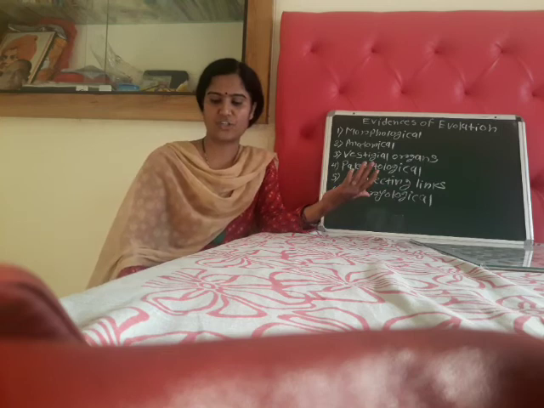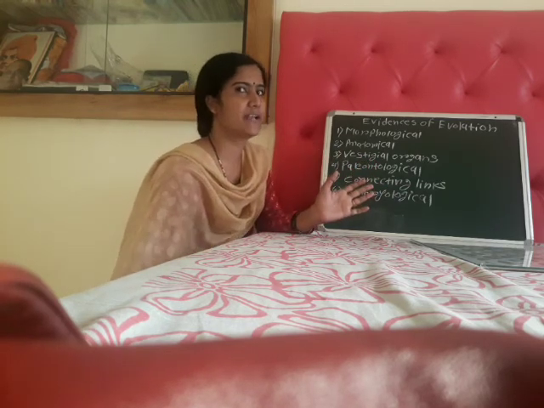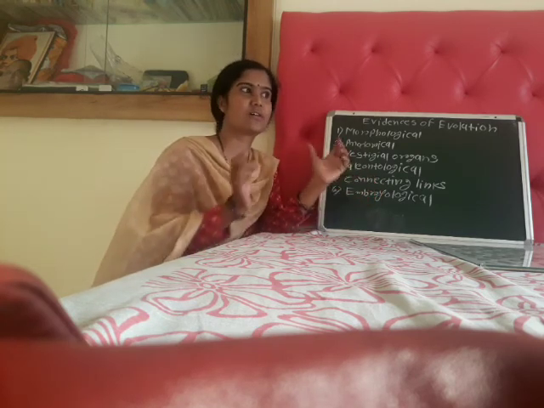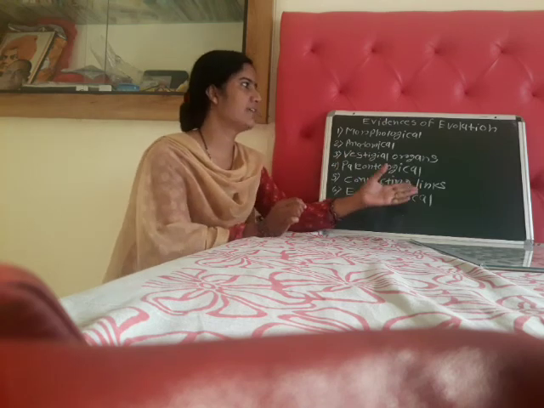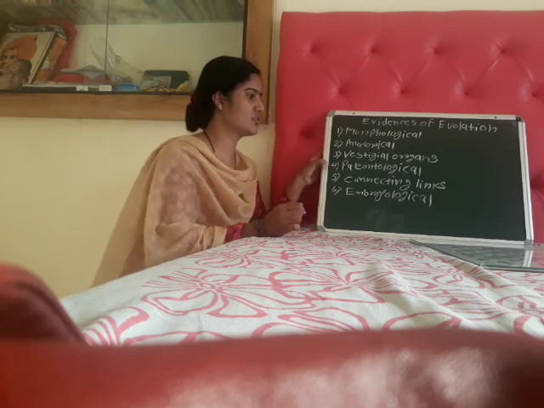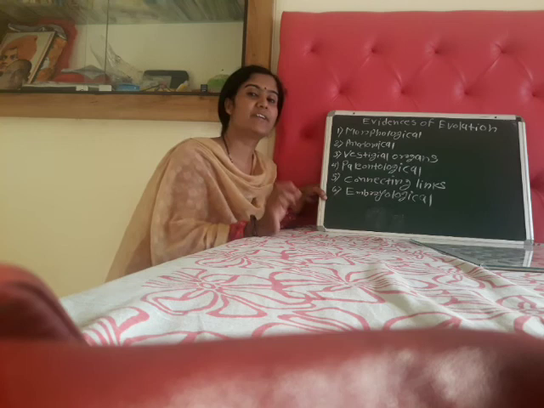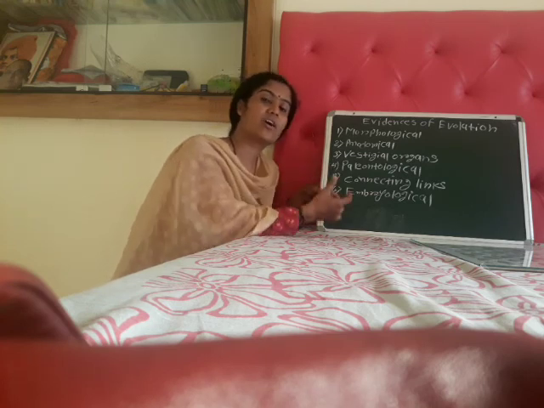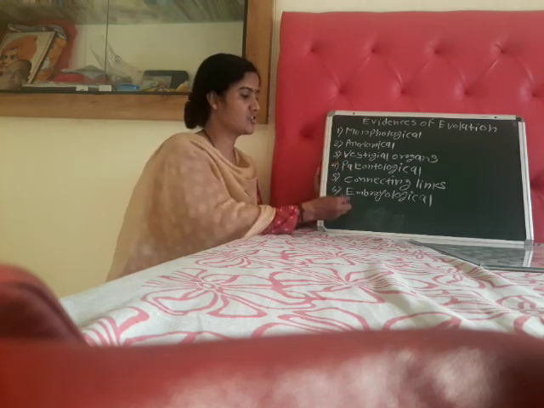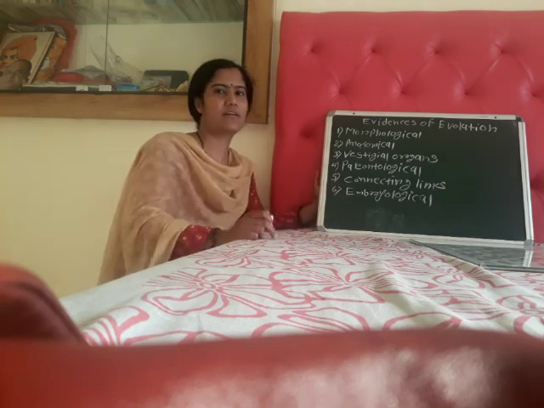Fish, salamander, chick, pig, cow, man: all embryos are similar in the first stage, and that shows the origin is common. Those are all the evidences of evolution: morphological, anatomical, vestigial, paleontological, connecting links, and embryological. They all show that the origin is common. Today we will stop here, and our evidences are completed.